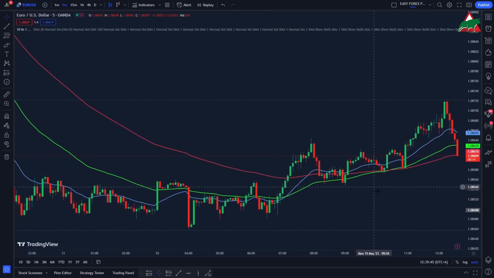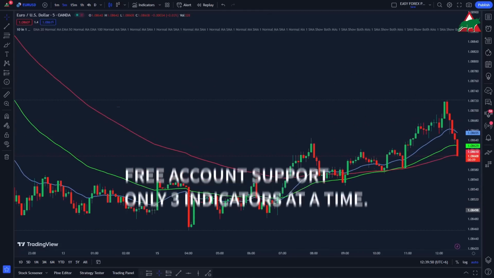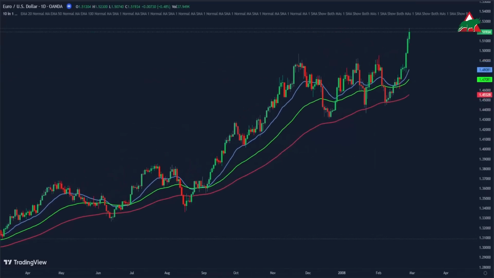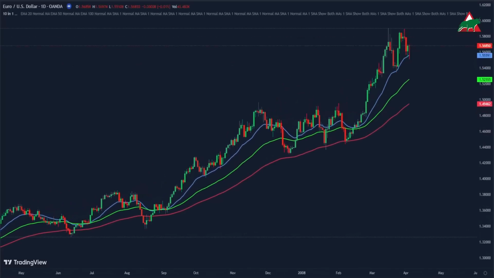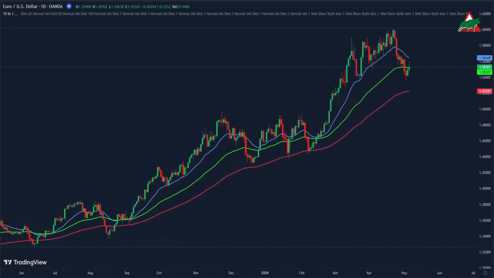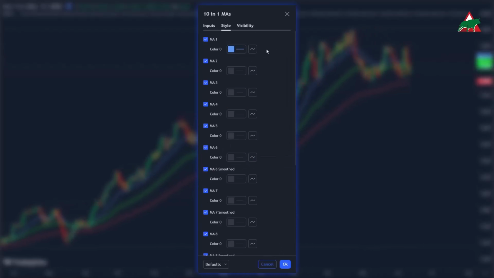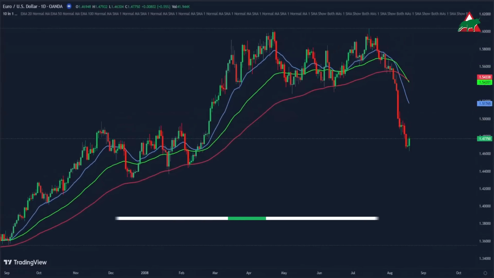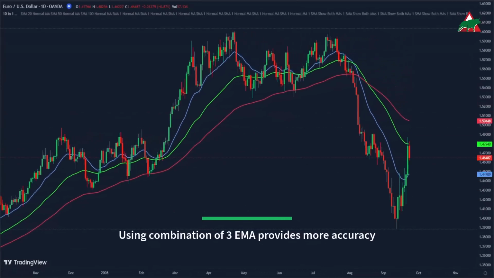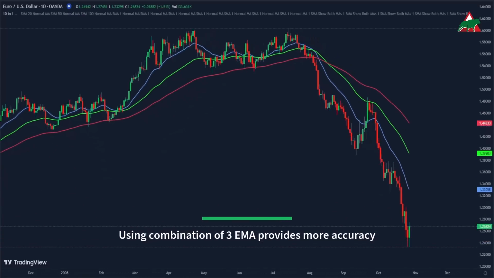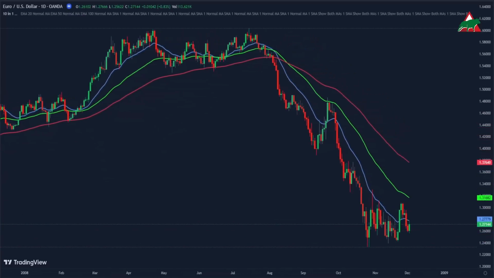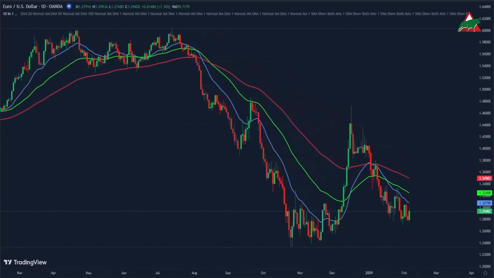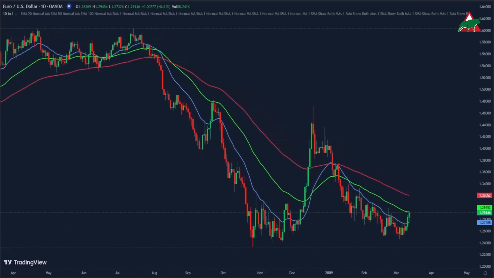The reason for using this indicator is that Tradingview free accounts only accept 3 indicators at a time. Using 3 individual indicators means we can't add an additional indicator for signals confirmation. However, this indicator has 10 individual EMAs built in, and its settings are highly customizable. Using 3 moving averages instead of 1 makes more sense. 3 EMAs create excellent support and resistance zones on the chart, which are more accurate than using a single moving average line. With just 1 moving average line, it can be difficult to identify the trend and potential reversal points.